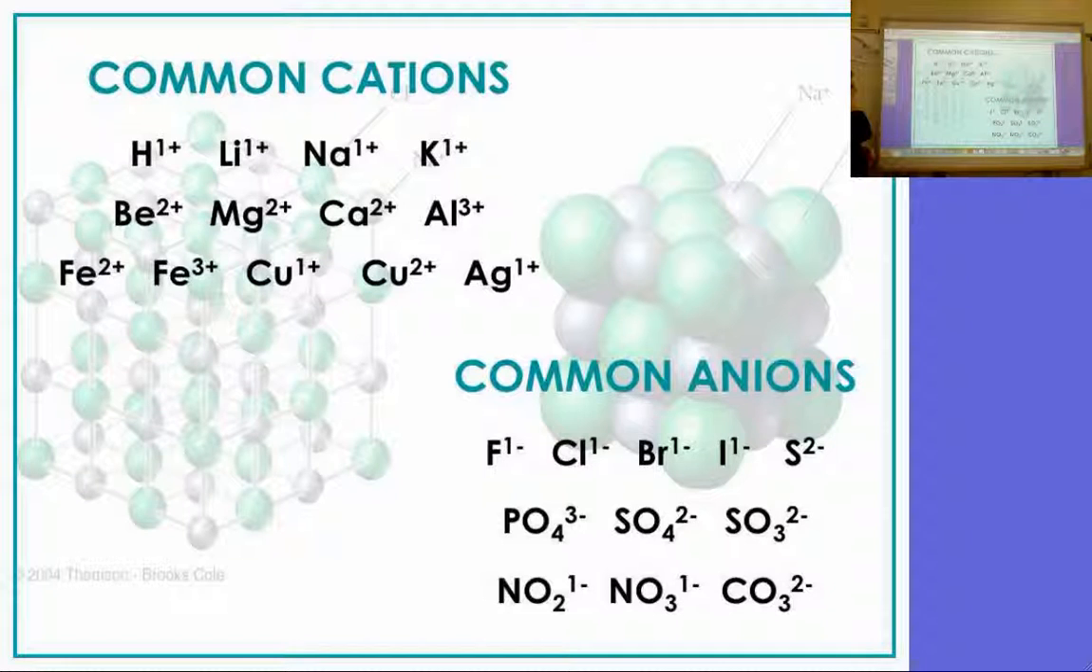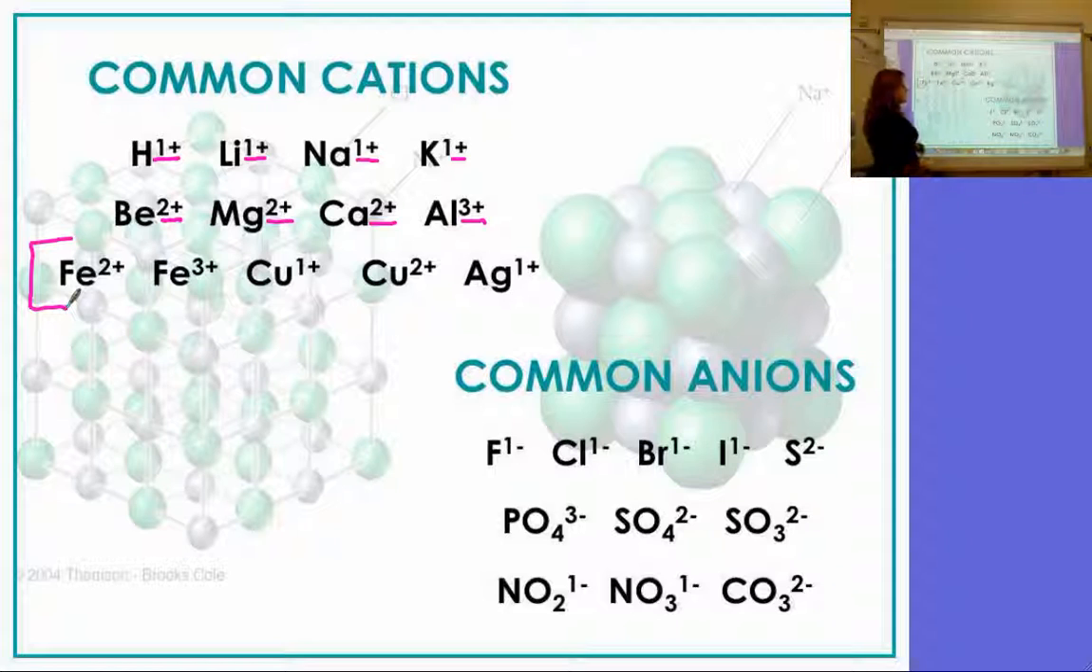Common cations. Here's a list. Hydrogen likes to lose 1 electron. Any of the alkali metals, lithium, sodium, potassium, they like to lose 1 electron. Any of the alkaline earth metals, they like to lose 2 electrons. Aluminum would lose 3 electrons. Here's some examples of your transition metals that have multiple charges. Iron can have a 2+, iron can have a 3+. Copper can have 2 different ones. Silver and gold, usually only +1. Again, they'll be on your list.